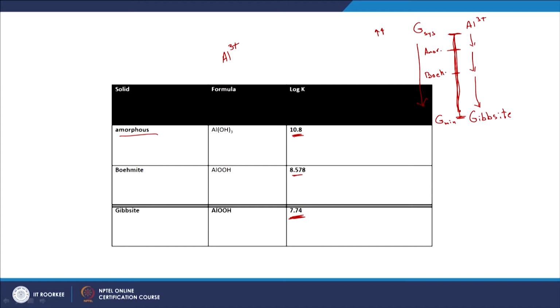And obviously you can understand that from the log K values. The log K is highest for your particular amorphous form. What does that mean now? So as in Al(OH)3 solid. Anyway, whenever we write log K values, this is the equation we are talking about, as in the solid dissolving into the relevant cations and anions, right, 3 OH minus.